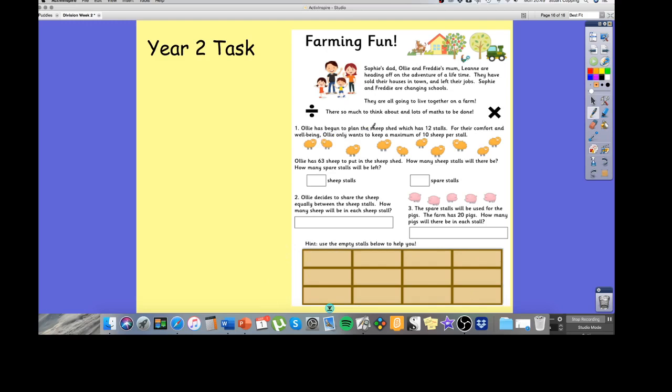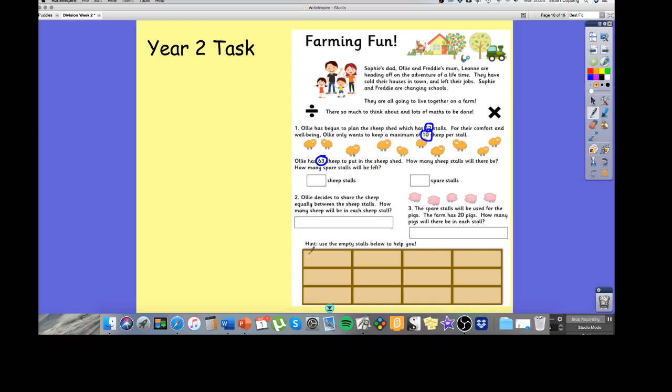It says, Ollie has begun to plan the sheep shed, which has 12 stalls. So we've got 1, 2, 3, 4, 5, 6, 7, 8, 9, 10, 11, 12 down the bottom. For their comfort and well-being, Ollie only wants to keep a maximum of 10 in each stall. Otherwise it gets a bit too crowded. So we're going to put them in groups of 10. Ollie has 63 sheep. How many sheep stalls will he use, and how many will be left over? That is a key bit of information, and so is that. There are 10 sheep in a stall, there are 12 stalls. There are 63 sheep altogether. So put your 63 in groups of 10 and then see what's left over.